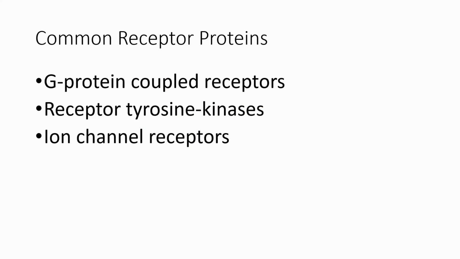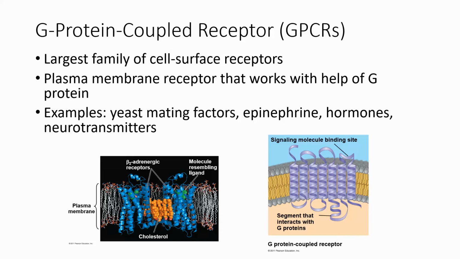There are three major classes of receptors that respond to ligands. There are G protein coupled receptors, sometimes called GPCRs. It's basically an acronym. There are receptor tyrosine kinases, sometimes called tyrosine kinase receptors. I think they are often abbreviated TRKs. And then there are ion channel receptors, which don't have their own specific abbreviation, and it depends on what ion they're transporting. So let's take a look first at G protein coupled receptors.